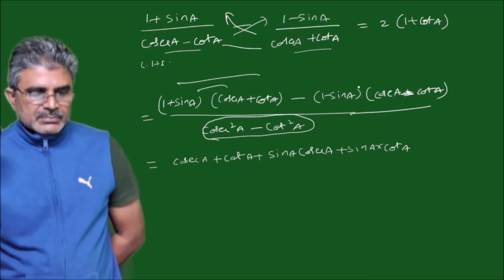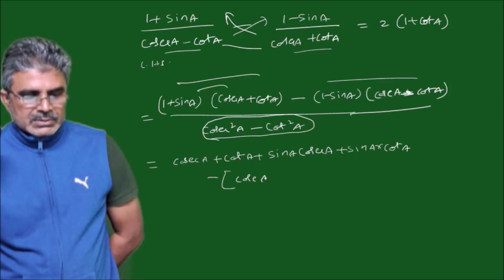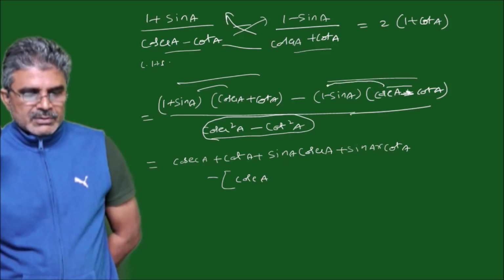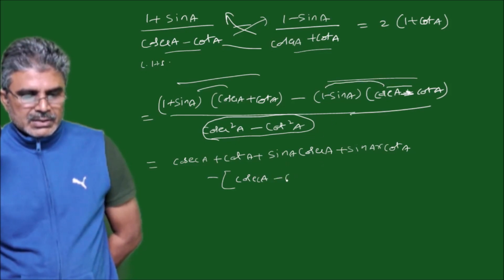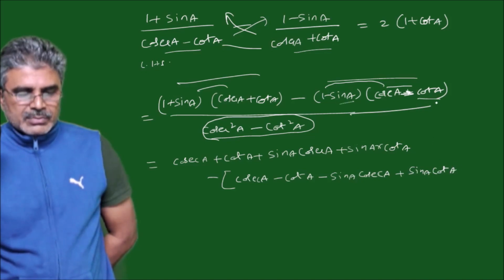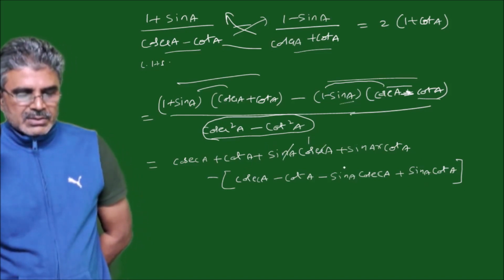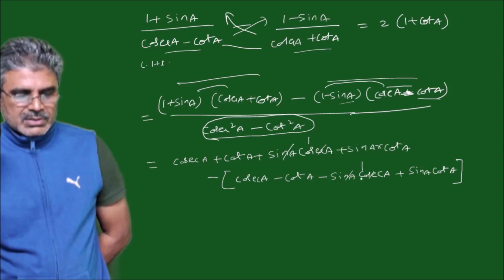This is the expansion for the first term, and we have the next term also, that is minus of (1 − sin a) into (cosec a − cot a). So cosec a − cot a, minus this, minus sin a would be multiplied with cosec a, like minus sin a cosec a, and plus sin a into cot a, because this minus sin a into minus cot a will become plus. So if you see, sin a and cosec a cancel, here you will get 1, and here also sin a cosec a cancel, you will get 1.